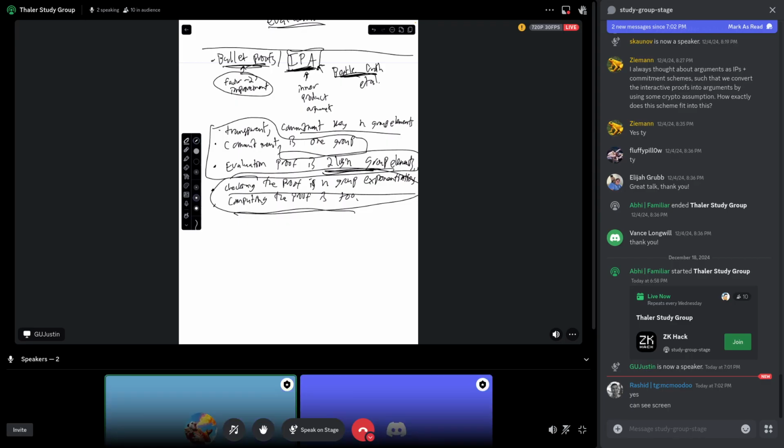Okay. It's a little surprising to me that group exponentiation would be such an expensive operation. I would have thought that'd be cheap.